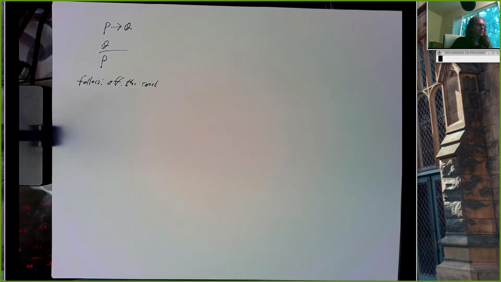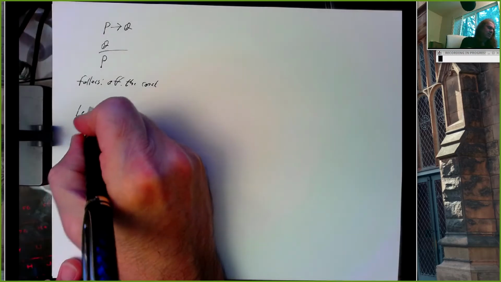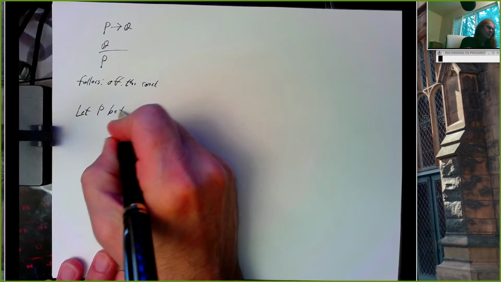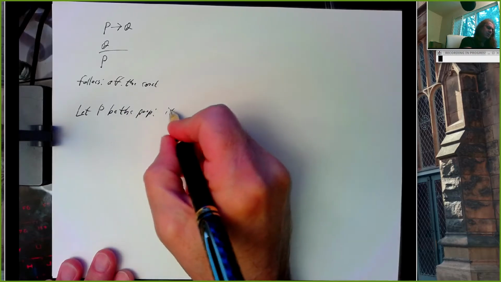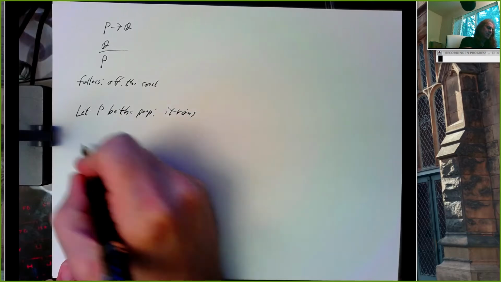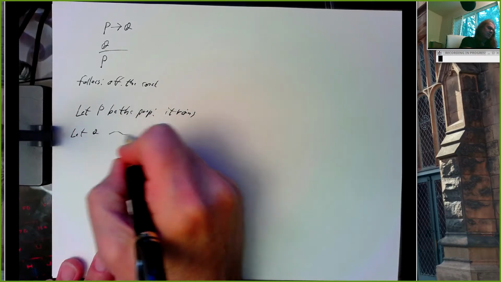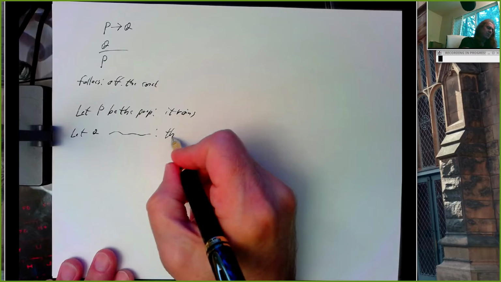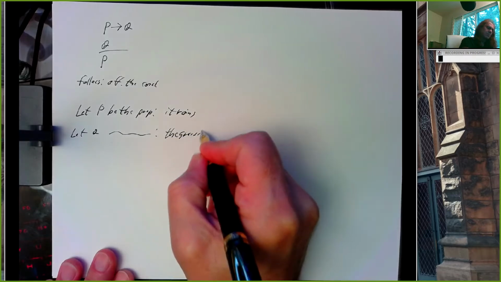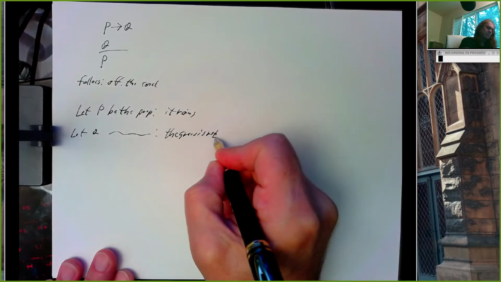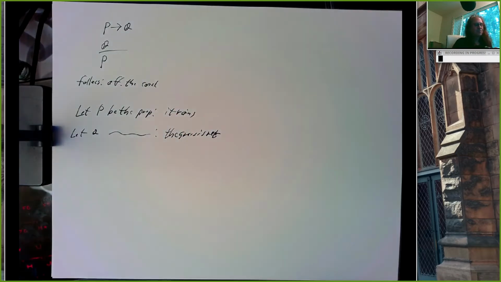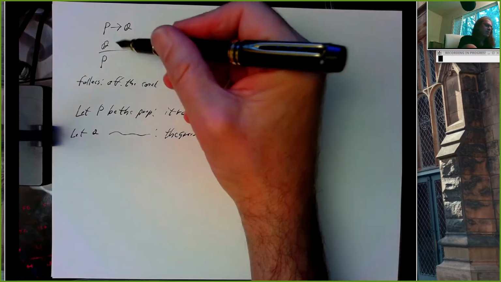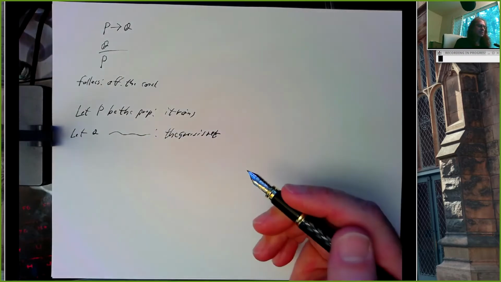So here's an example. Let P be the proposition, it rains. Let Q be the proposition, the grass is wet. Alright, so if it rains, then the grass is wet. That's a conditional statement that we believe is true. Suppose Q is also true. Suppose the grass is wet.